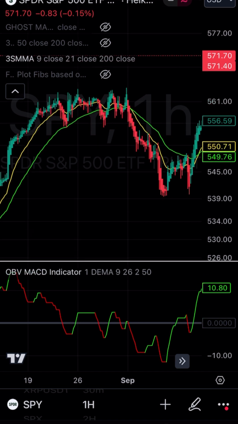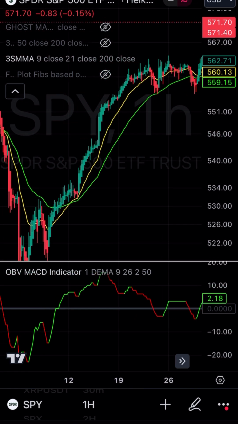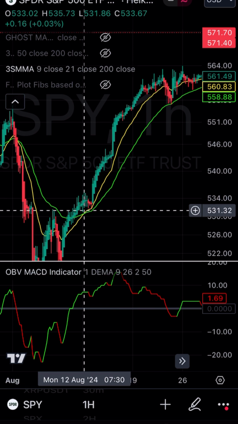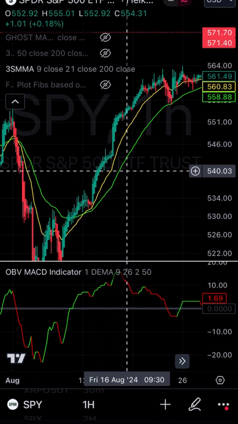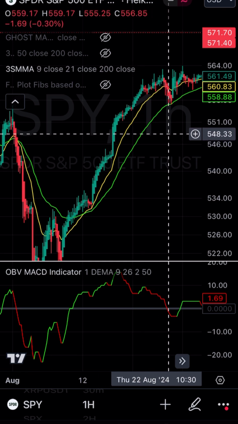You do see there are some choppy moments. And you see it crossing again here. So you're good in your trade as long as it doesn't cross that zero line.